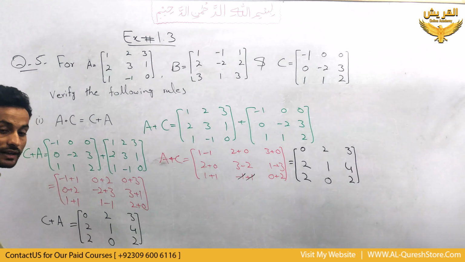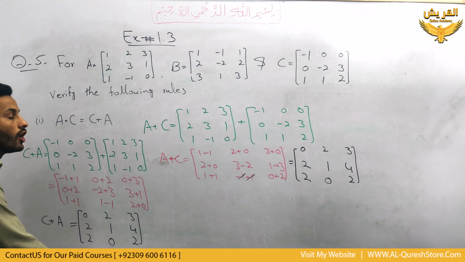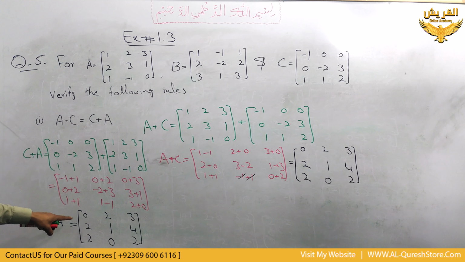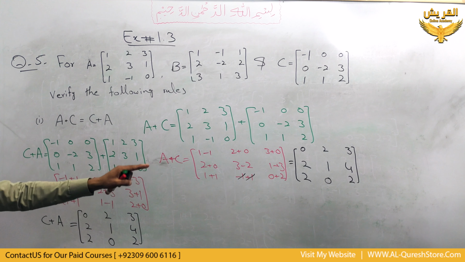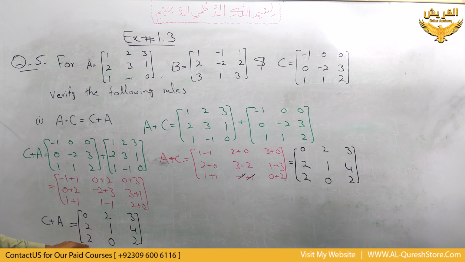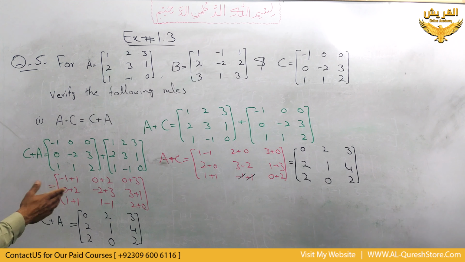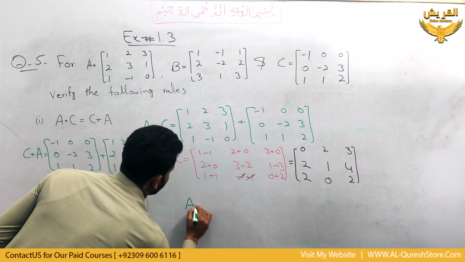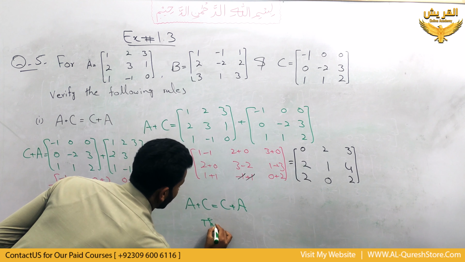They are equal matrices as they have the same order. They are of order 3 by 3 and their corresponding entries are the same: 0 2 3 in the first row, 2 1 4 in the second row, same here in A plus C, and 2 0 2 is also the same in both these matrices. So we can write A plus C is equal to C plus A. Thus proved.